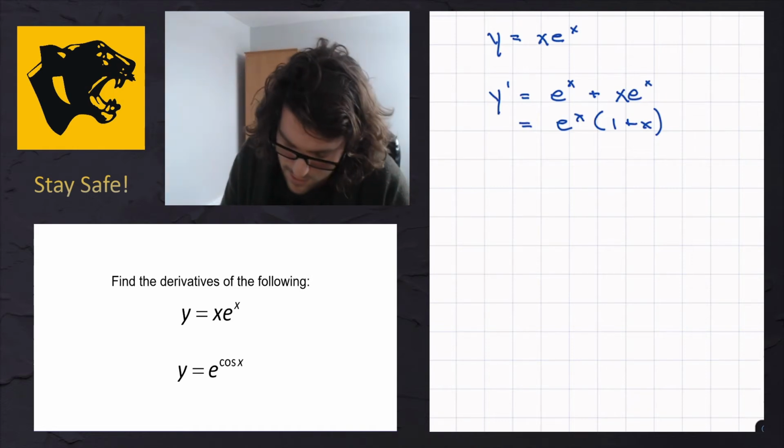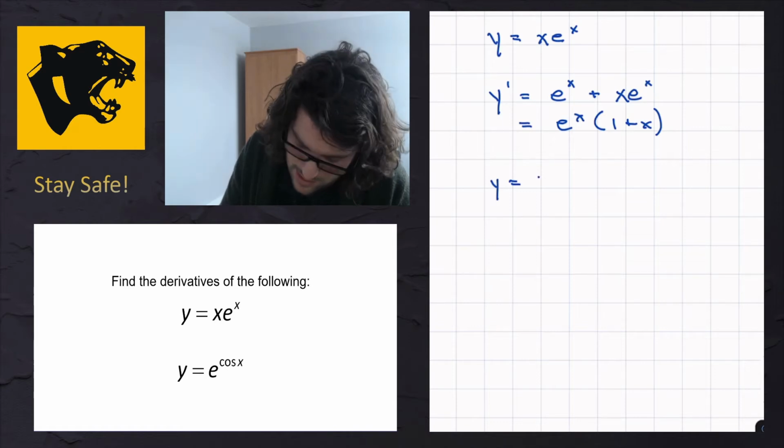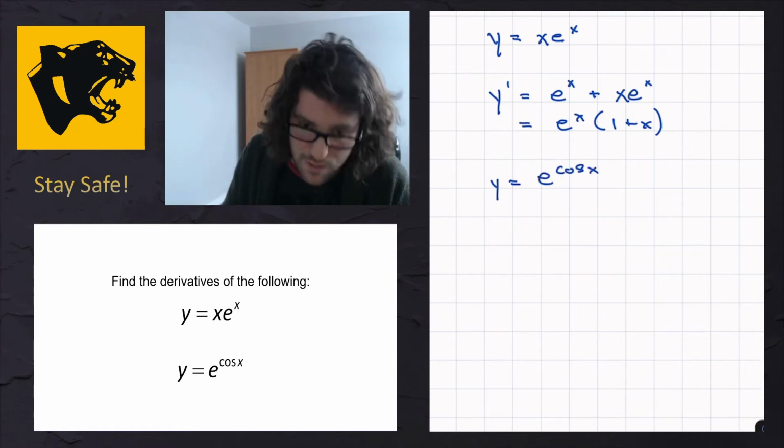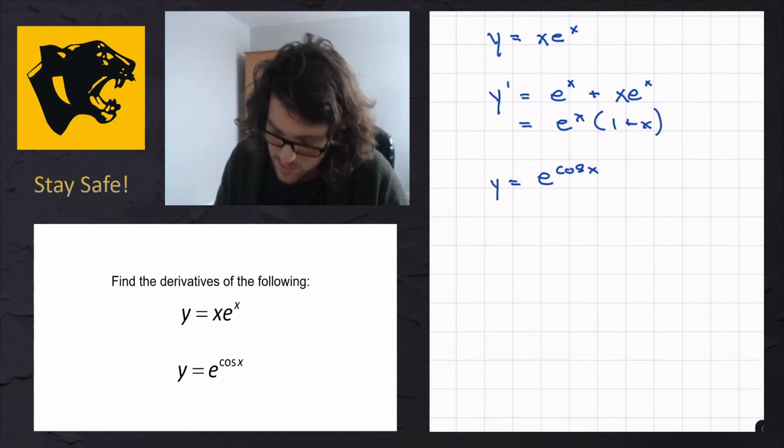Next up, the second one that's written there: y = e^(cos x). We'll put a trig function into the argument position of that particular exponential.